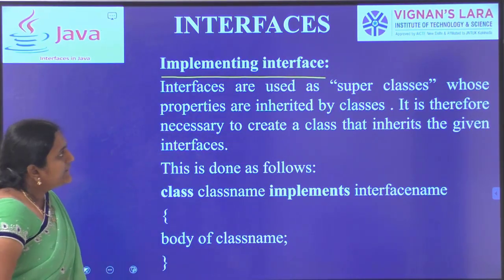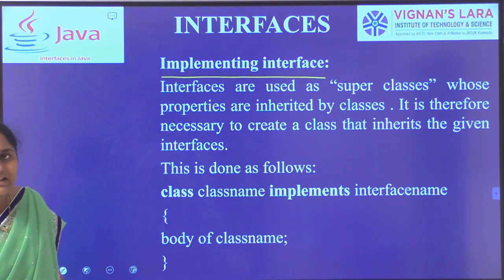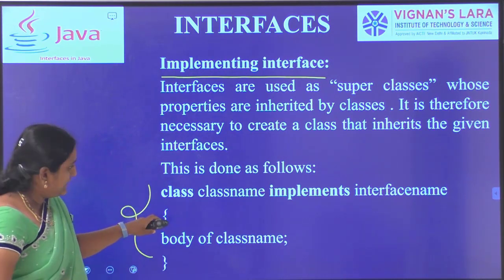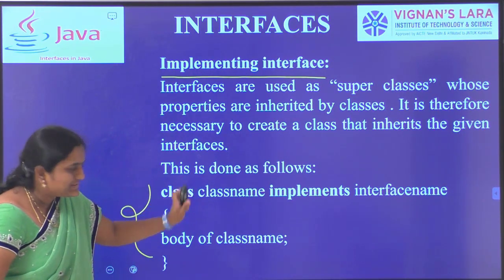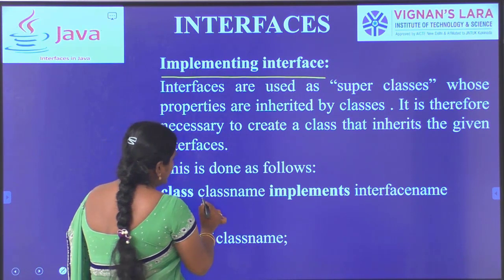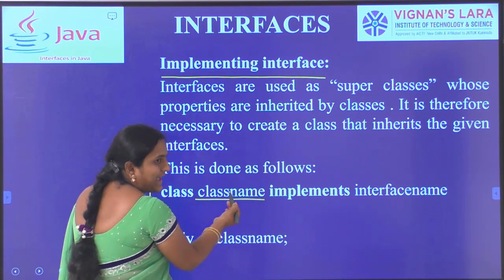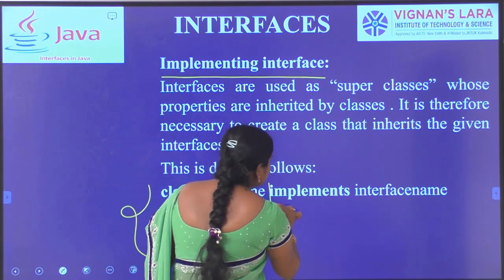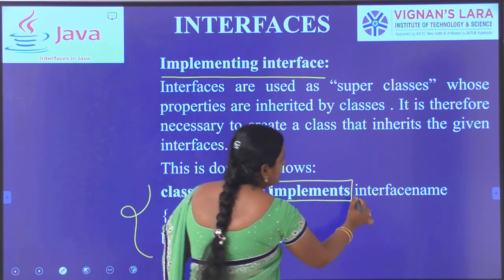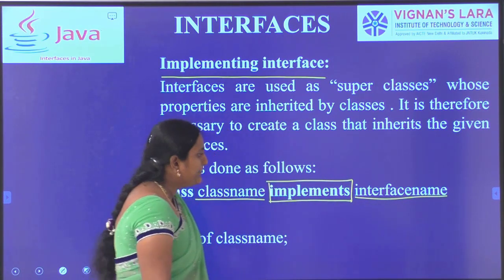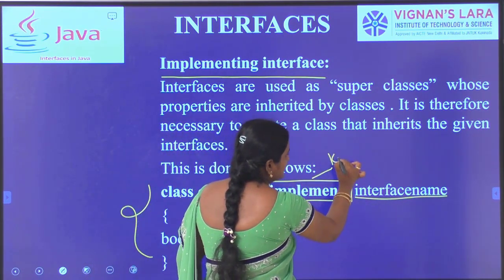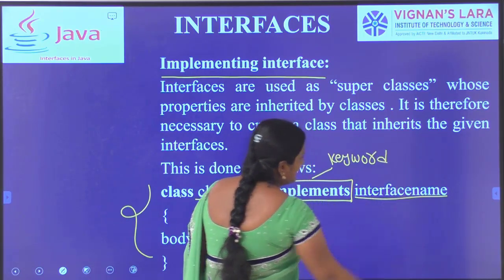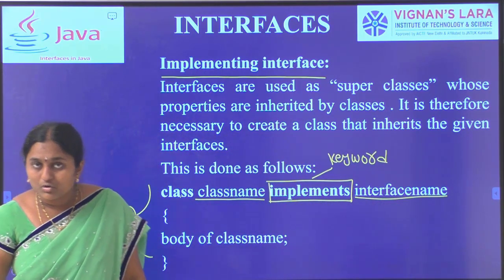Implementing interfaces: interfaces are used as superclasses. Let us see the syntax. Here, class name implements interface name. We declare a class; a class declaration starts with the class keyword followed by the class name. Here implements is the keyword. Don't worry about the implements keyword, I will explain it later, then your doubt will be clarified.